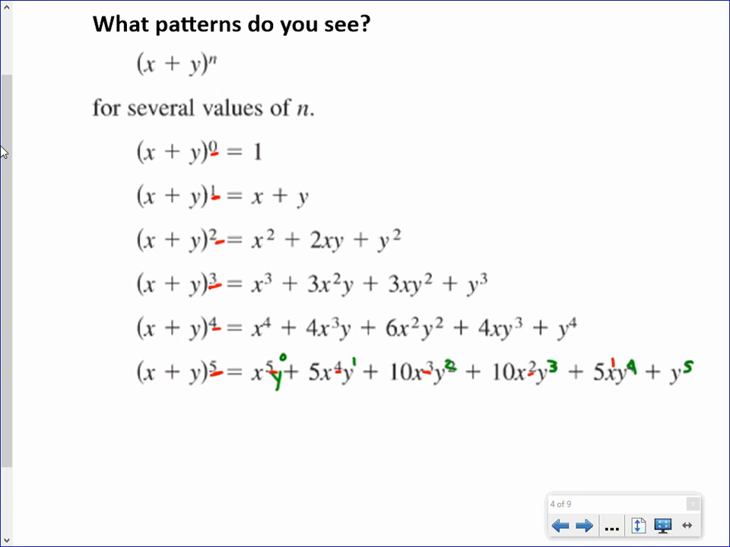Maggie. The triangle. The Pascal's triangle, right? And where do you see Pascal's triangle? Like, what's the coefficient? The coefficients to each term are the numbers from Pascal's triangle.